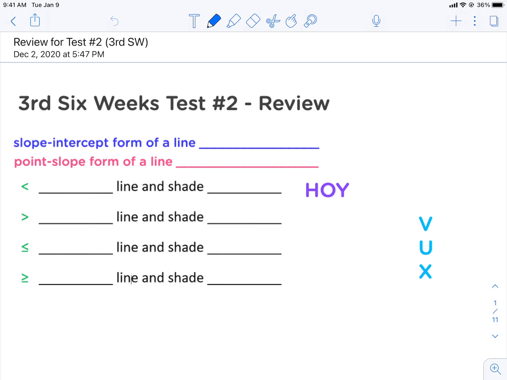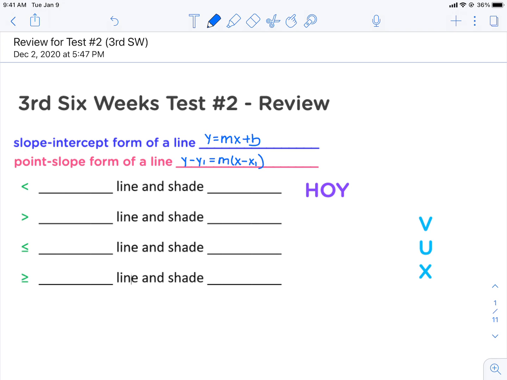Today we're going to be going over the review, so I hope this helps. So here we go. Slope-intercept form of a line looks like y equals mx plus b. Point-slope form of a line is y minus y sub 1 is equal to m times x minus x sub 1.